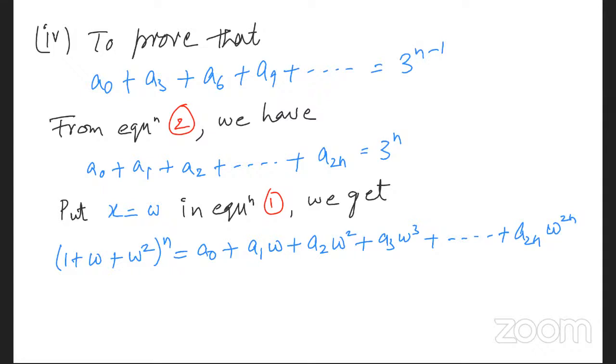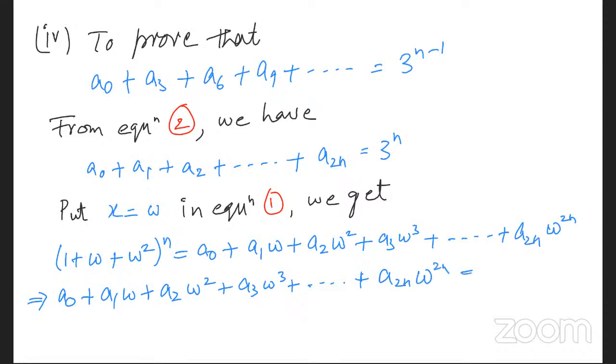This implies, we'll write the RHS terms first: a0 plus a1 omega plus a2 omega square plus a3 omega cube plus so on plus a2n omega to the power of 2n is equal to, on the RHS, we get 0. And let this be equation 4.